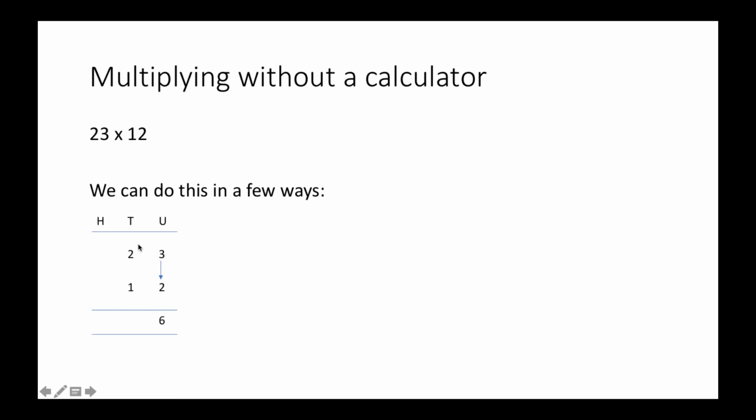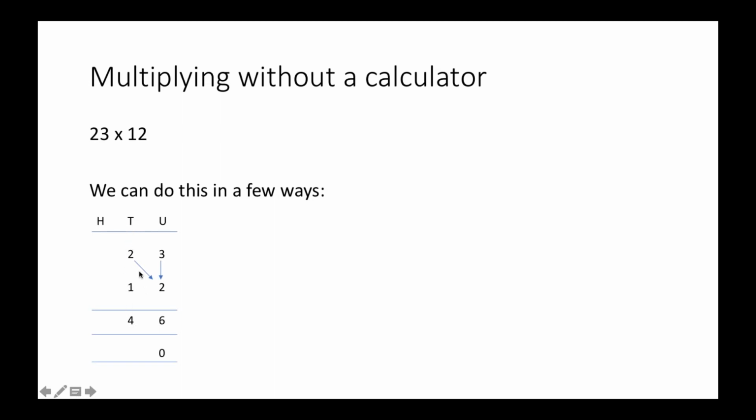And then what we're going to do is the other number on the top. 2 times 2 is 4. Okay, and so we've done everything on the top multiplied by this number. And now we're going to do everything on the top multiplied by this number. But before I do that, I have to add a 0. And the reason for that is because we're moving into the tens column now.